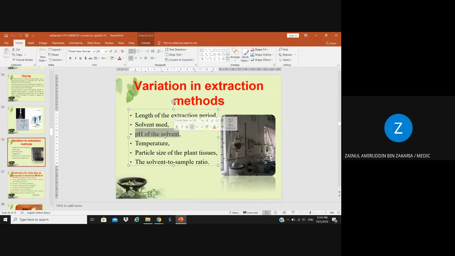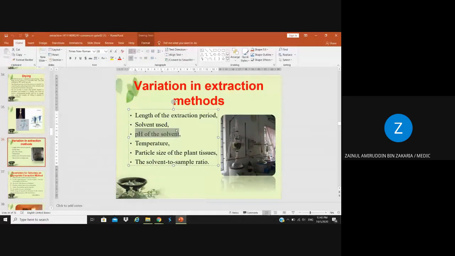Okay, let's say you want to isolate one type of compound, one class of compound, let's say for a certain type of acid-base compound. So you have to modify the pH of the solvent. You put some other reagent or chemicals that can reduce or increase the pH, so that when you add it to the plants, you will get the exact bioactive compound that you want. This is a role of the medicinal chemist.